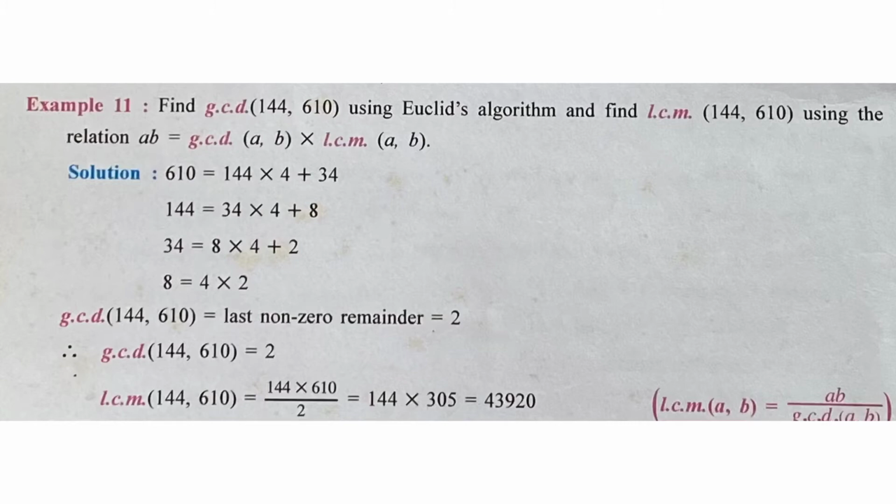Now apply the relation GCD of a, b into LCM of a, b is equal to a into b. So LCM of a, b is equal to a into b divided by GCD of a, b, that is 144 into 610 divided by 2, that is equal to 43,920. This is the LCM of 610 and 144.